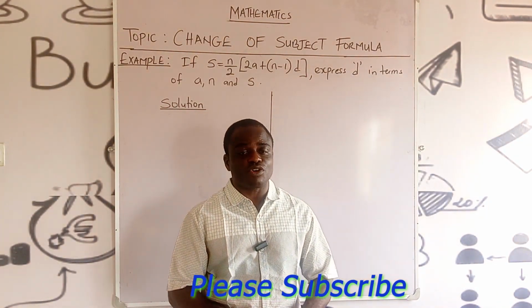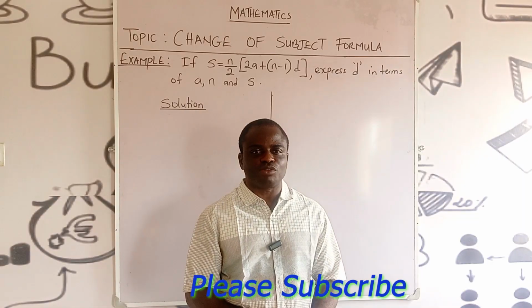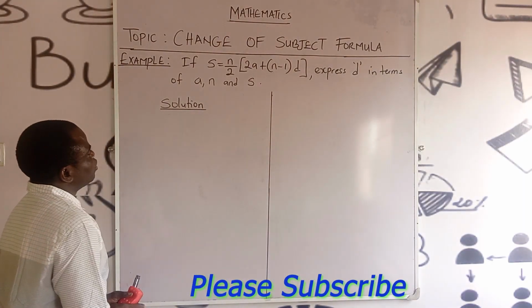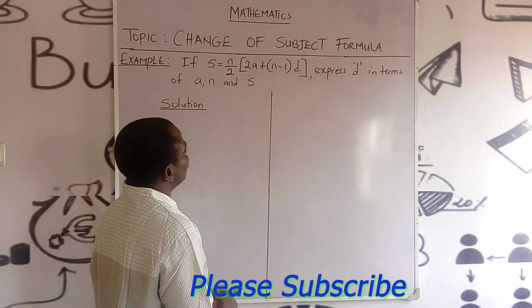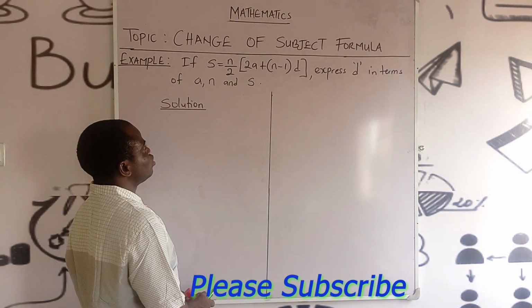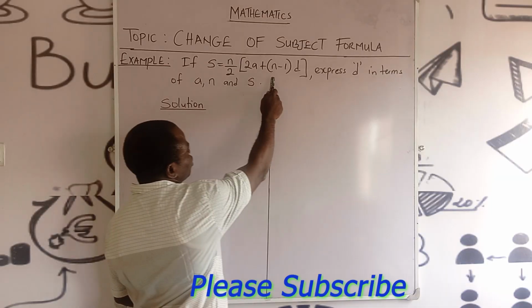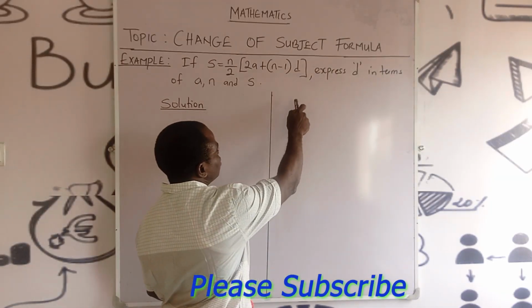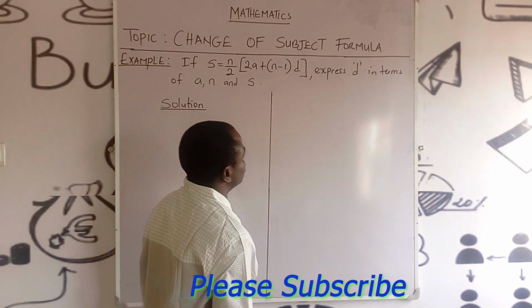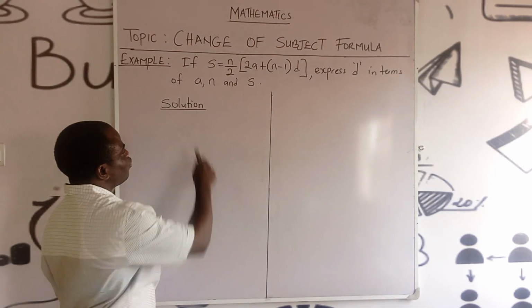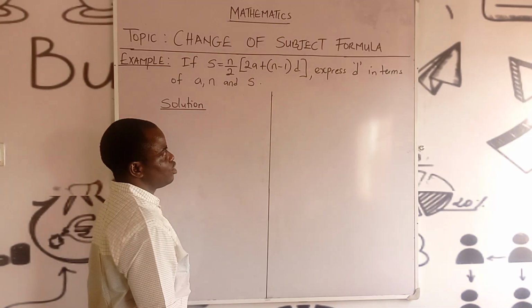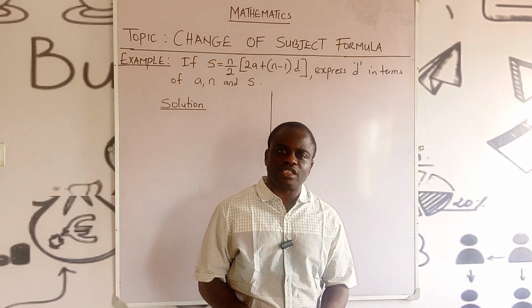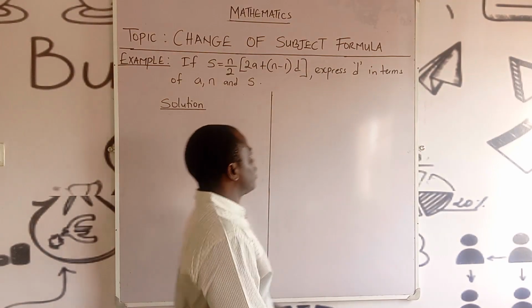Today, we want to consider a topic titled Change Your Subject Formula. Let's see what's on the board. We're told that if S equals n over 2 into 2a plus open bracket n minus 1 close the bracket d, express d in terms of a, n and S. What you are told in summary is that we should make d the subject of the formula. Okay?